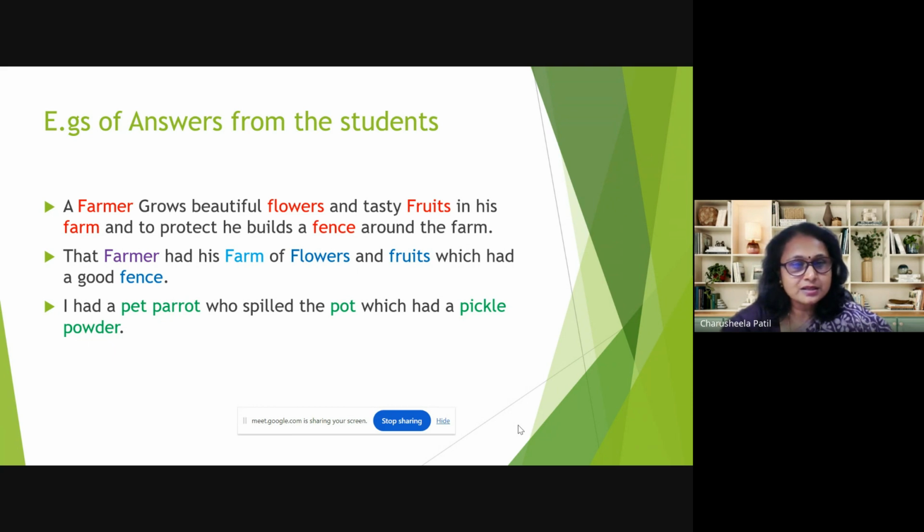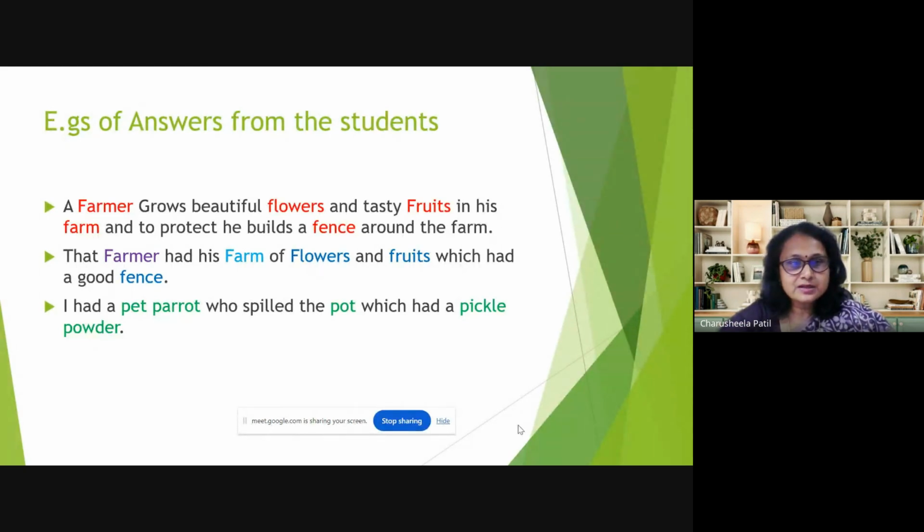Another one is: I had a pet parrot who spilled the pot which had pickle powder. So if you can understand, creativity can be developed and nurtured by conducting small but interesting examples in a joyful way. That is important, because if we are so serious, then students may not react to that. We have to make learning a joyful exercise. So this way we can make it.